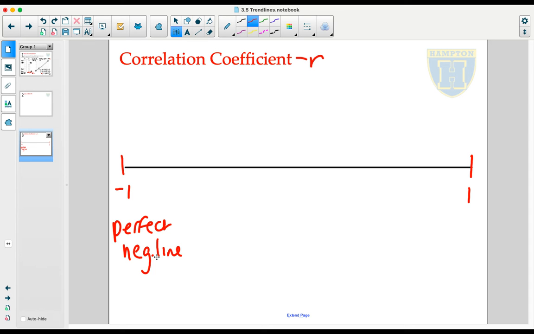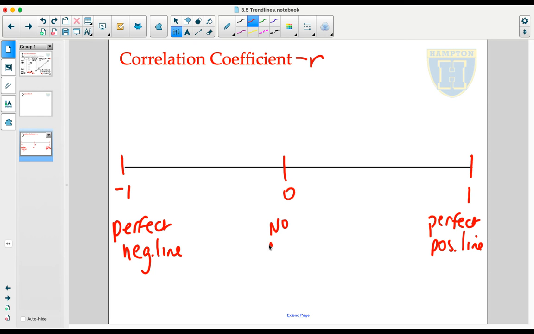On the right side, way down here with 1, this is where we have what's called a perfect positive linear relationship. This is all of the points following a positive slope, all of them sitting on the exact same line. As soon as one point starts to vary off of that line, even the littlest bit, R will start to drop. And the smallest that R can get in absolute value is 0.